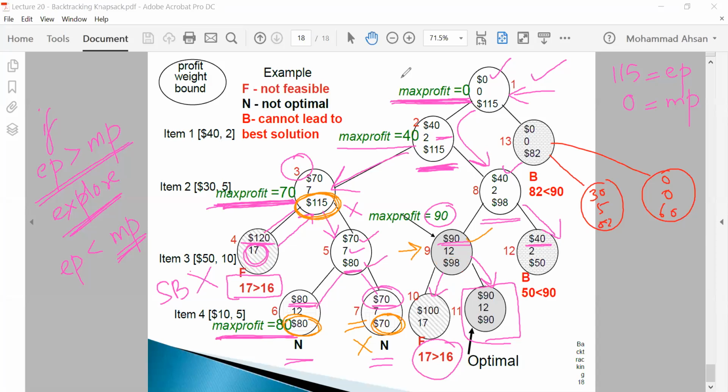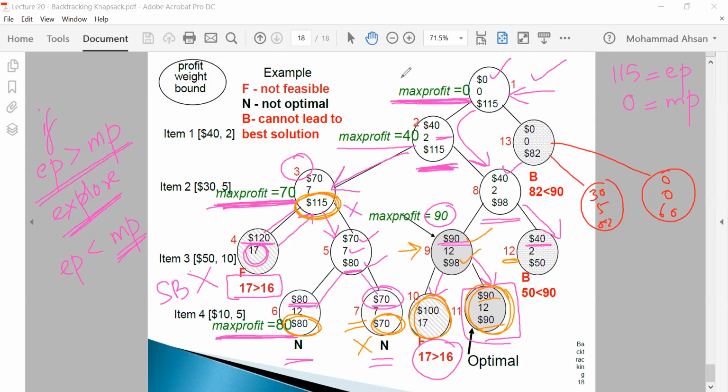Here it's still telling me that you can get 98, so I decide to explore it further. On exploring further, I find out that this left node here is not feasible, and on the right node, my max profit and my estimated profit are the same, so obviously this branch is not going to give me anything better, and there is nothing more left to explore. So I go back.